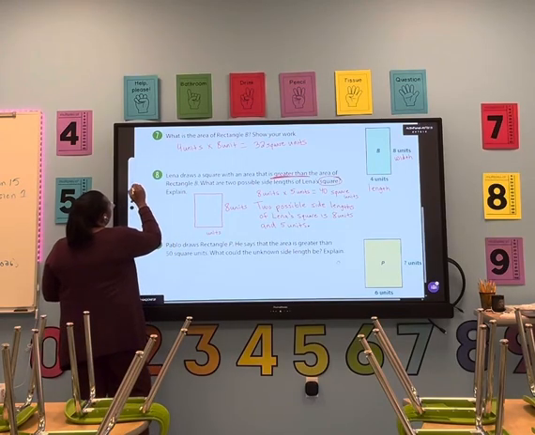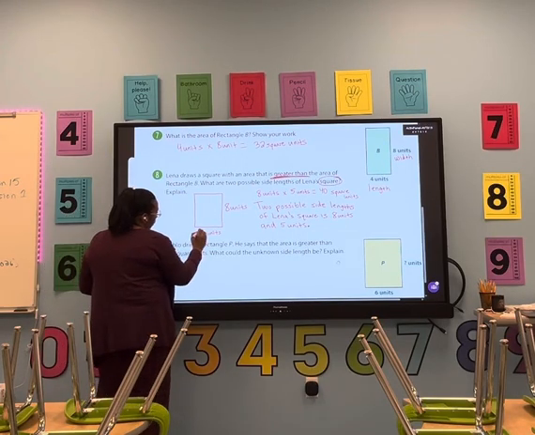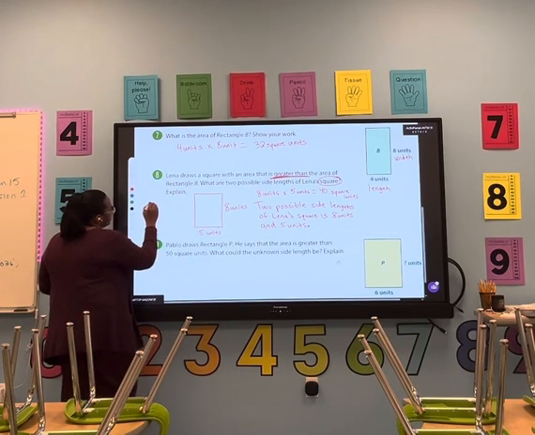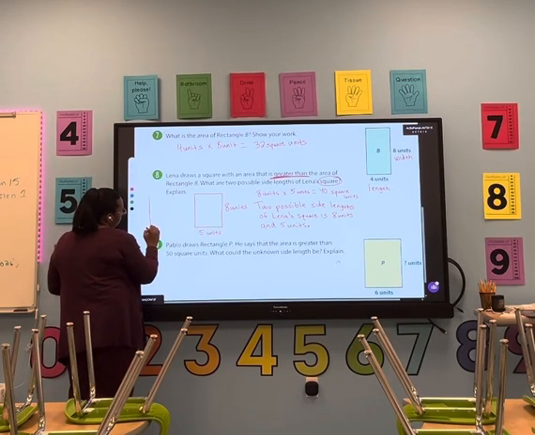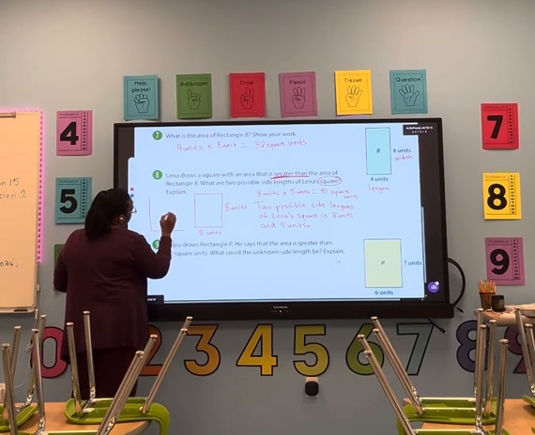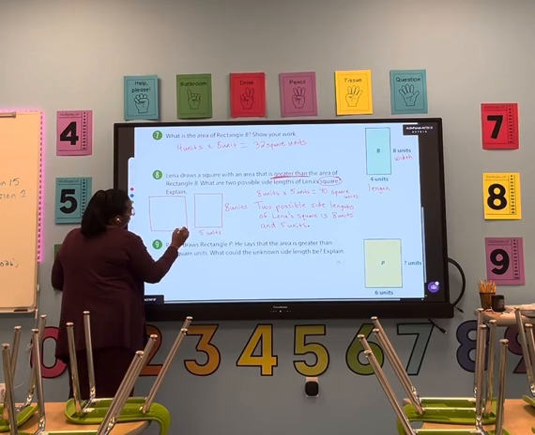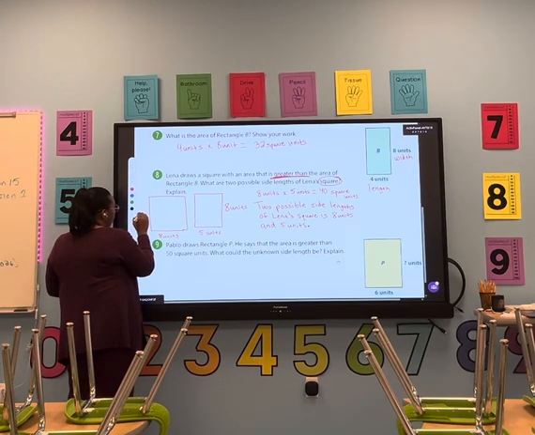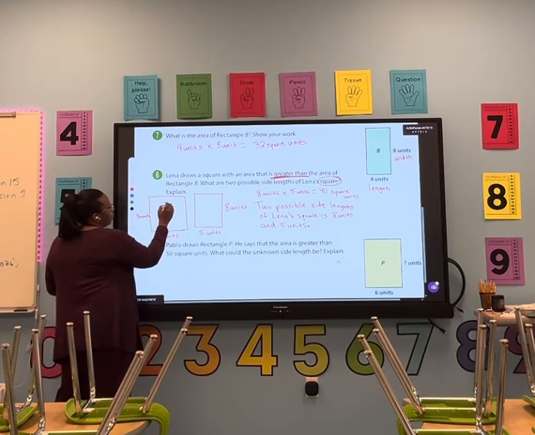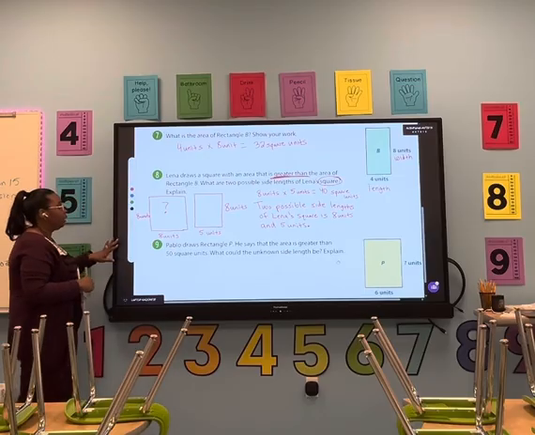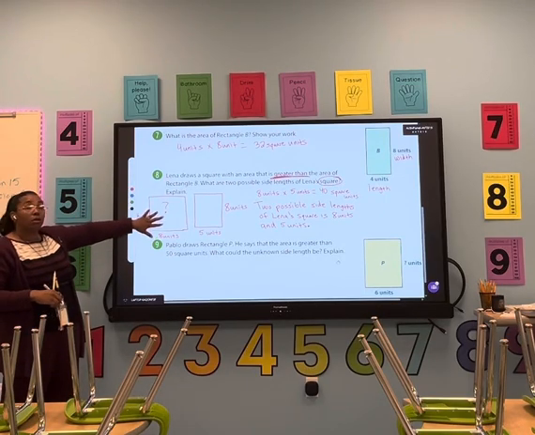So what I'm going to do, you know what, Ms. Newman is not even going to erase it. I'm going to do another one on the side, and I'm going to try to make it look like a square. Okay, so this will be 8 units. The length and the width is going to be 8 units as well. And now we're trying to figure out what that area could be. So this is what that would look like.